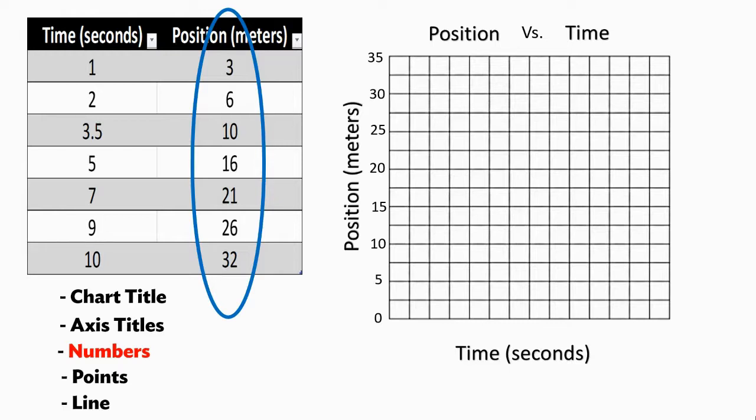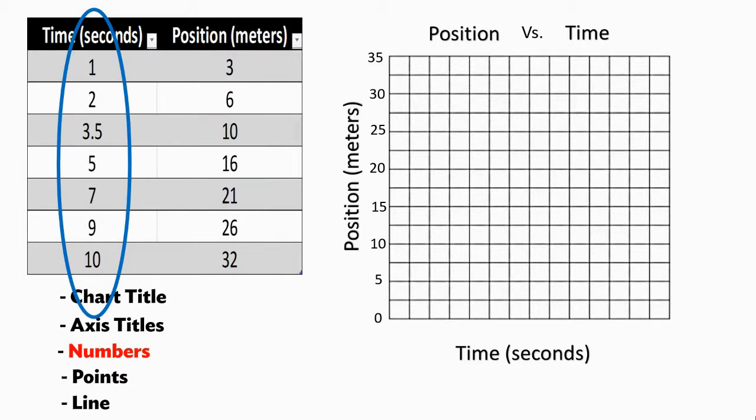Next, we do the time. You notice time goes from 1 to 10, and so we have more than enough blocks on the bottom horizontal axis, so we're just going to make every square equal to 1 second, just like that. All right, so now we have a graph that has numbers and they're scaled correctly. It has axis titles and chart titles.